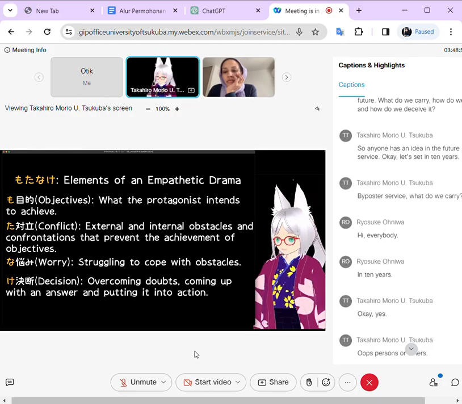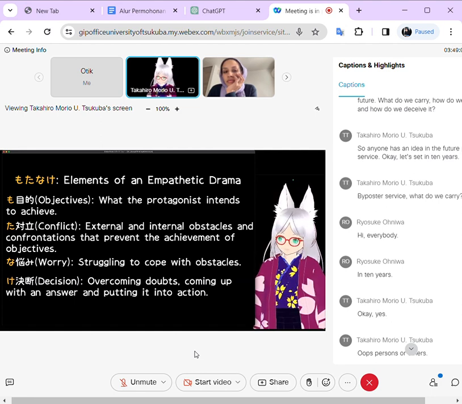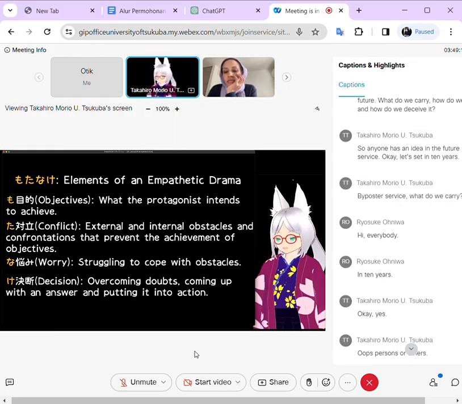And finally, the decision, 決断 phase. The protagonist overcomes doubt. In some cases, he or she was about to give up, but then decided again to achieve the objective, coming up with the answer and putting it into action.